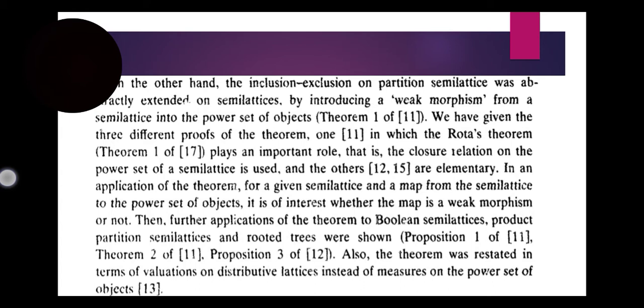that is the closure relation on the power set of a semilattice is used, and the other 12, 15 are elementary in an application of the theorem for a given semilattice and a map from a semilattice to power set of an object. It is of interest whether the map is a weak morphism or not. Then further application of the theorem to Boolean similarities product, partition similarities and rooted trees were shown.